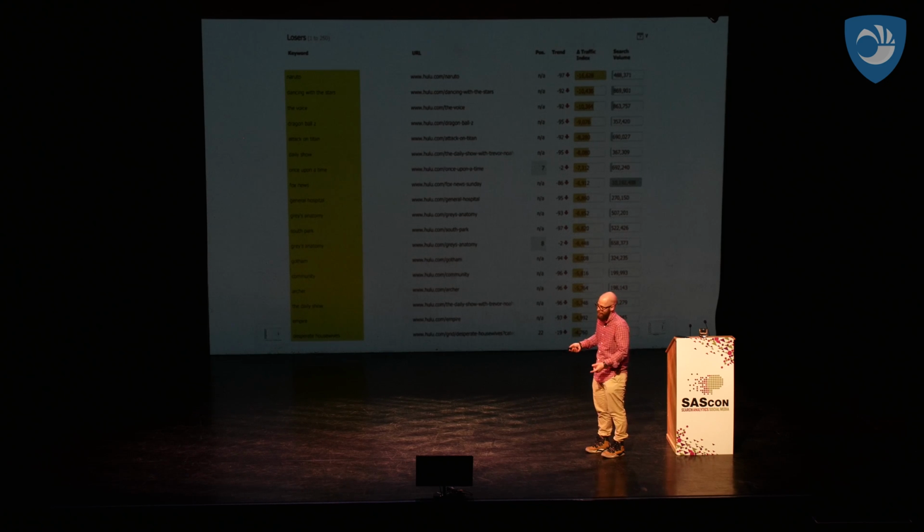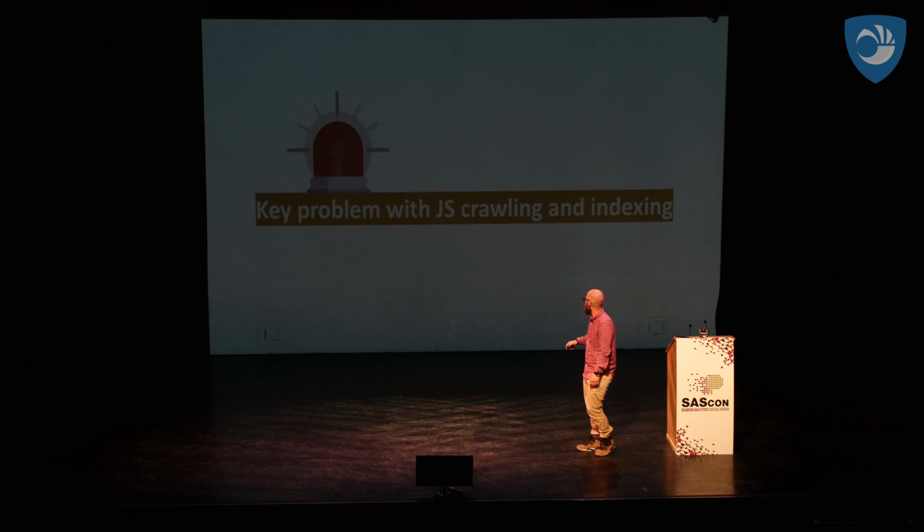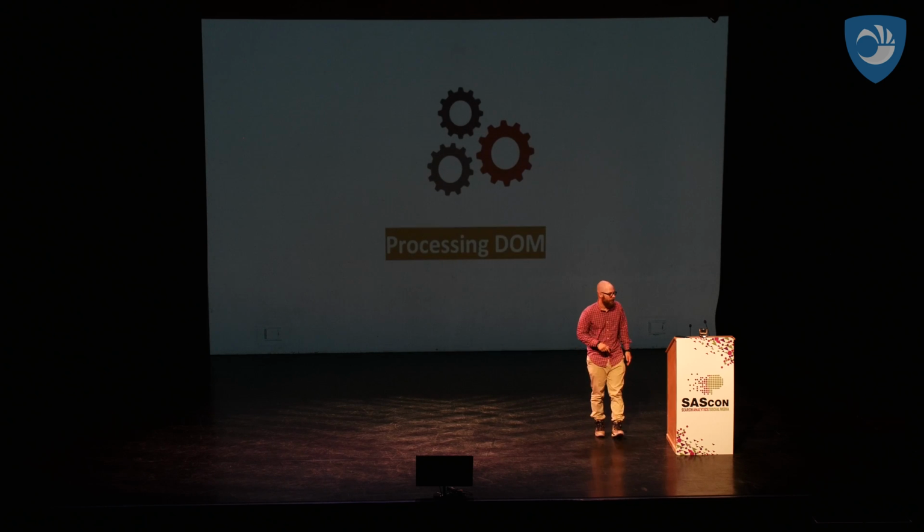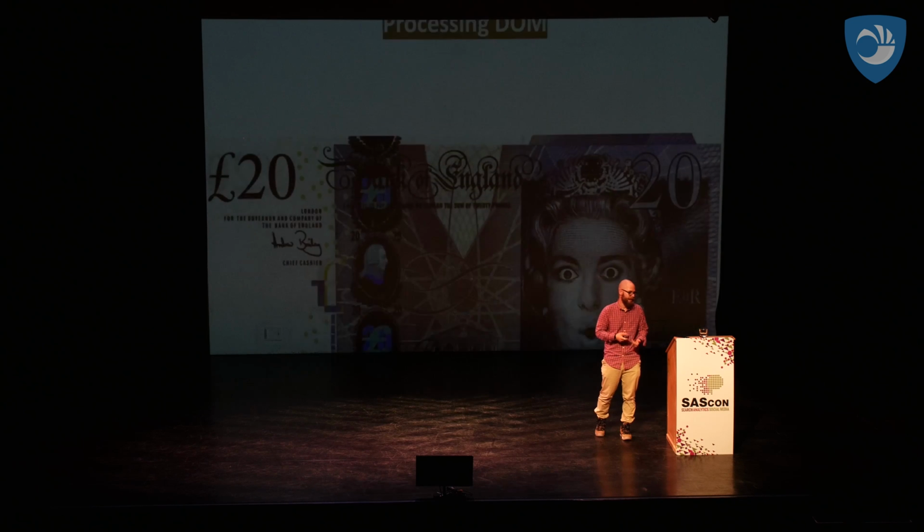Sorry for such metric slides, guys. Next time it's going to be SEMrush. Those are names of their own shows, and they were gone completely. You could only watch the show on Hulu.com, and you couldn't find it. So why did it happen? What's the key problem with JavaScript crawling and indexing? The key problem is processing the DOM. It's basically very, very expensive.